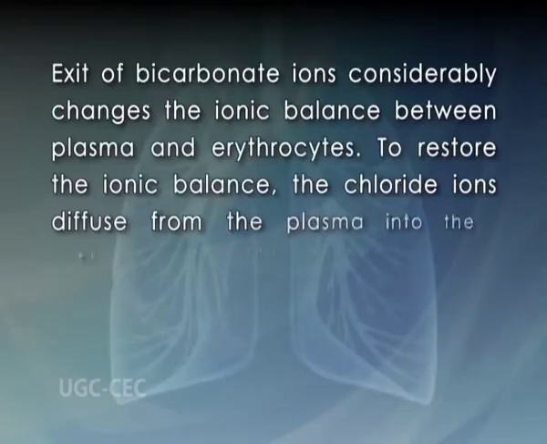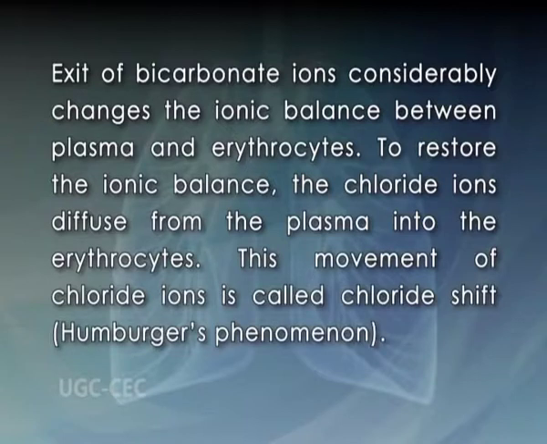Most of the bicarbonate ions formed within RBCs diffuse out into the blood plasma along the concentration gradient. Exit of bicarbonate ions considerably changes the ionic balance between plasma and erythrocyte. To restore the ionic balance, the chloride ions diffuse from the plasma into the erythrocytes. This movement of chloride ions is called chloride shift, Hamburger's phenomenon.